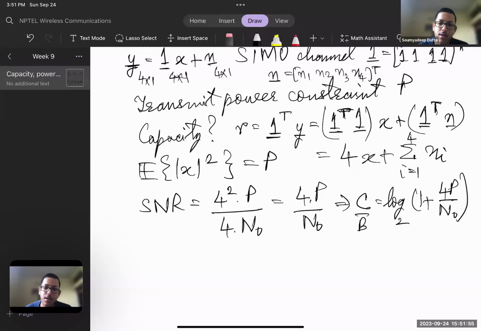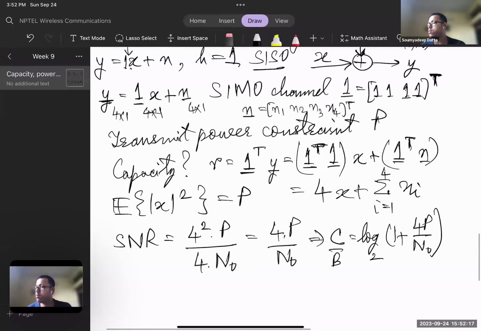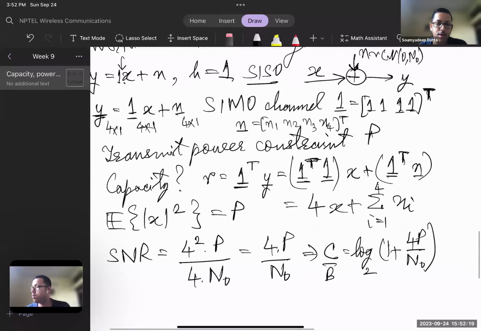So I hope everybody could follow this. This is how you derive capacity for a multiple antenna system. I took the specific value 4, but you can pick any value. I hope this was clear.